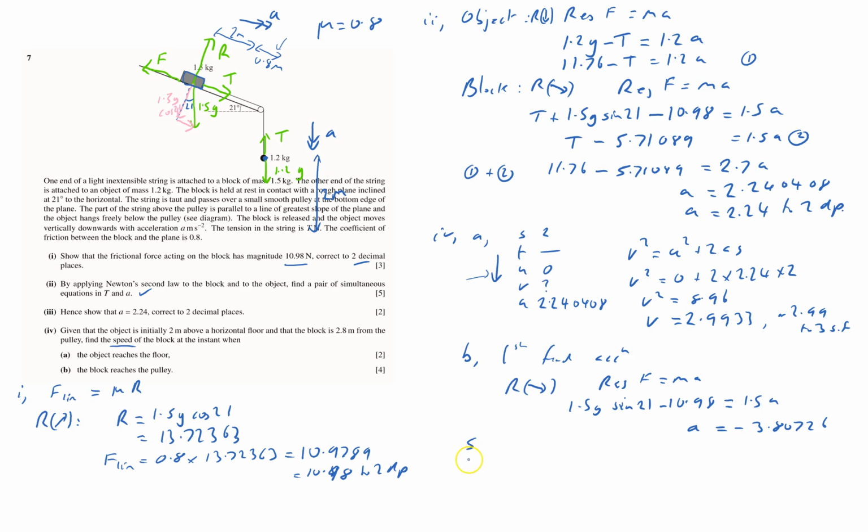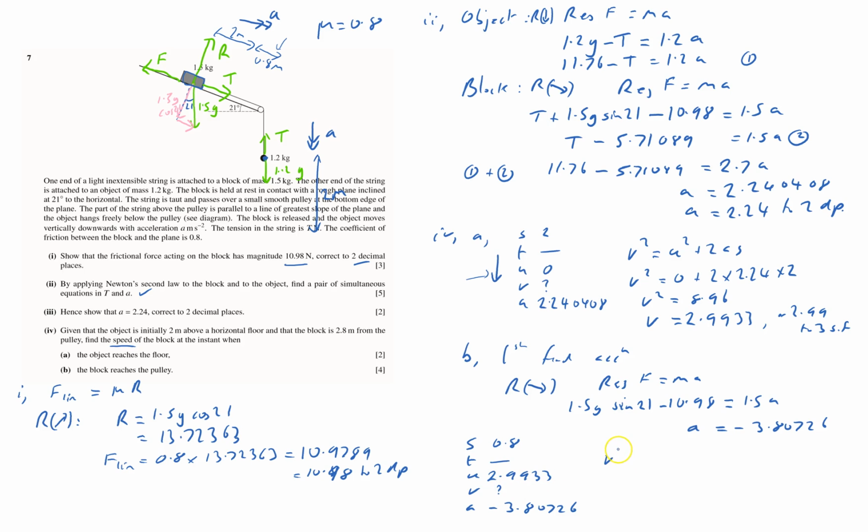I've got simple constant acceleration, so suvat. I now know my acceleration is minus 3.80726. The S is now 0.8 meters because it's only got to go that last part of the journey with the deceleration. T I really don't care about. U is what it started off to be, 2.9933, and the final velocity is what we want.